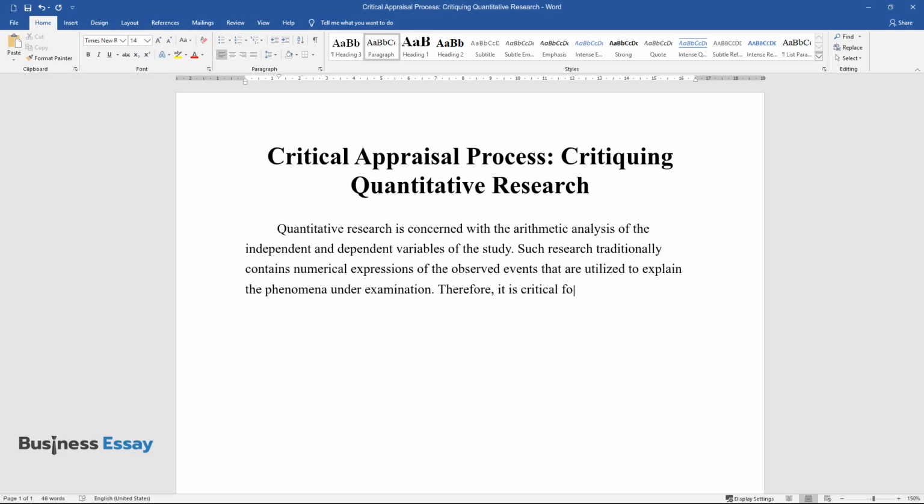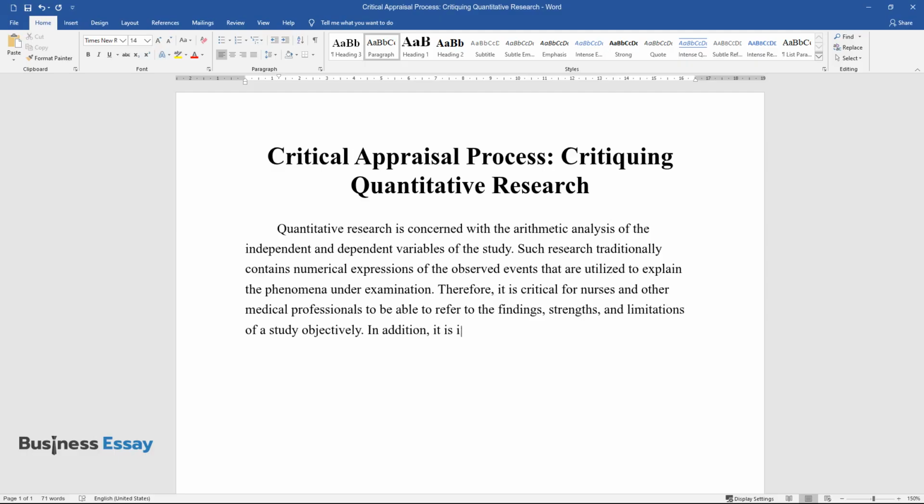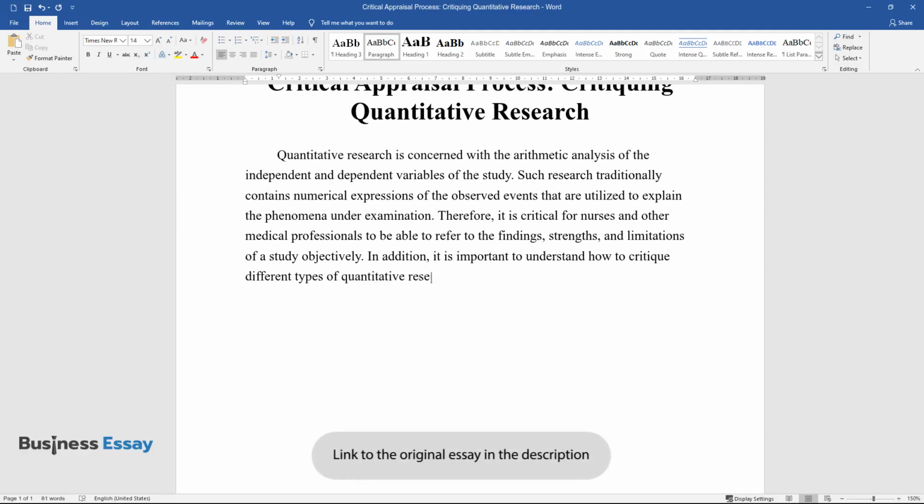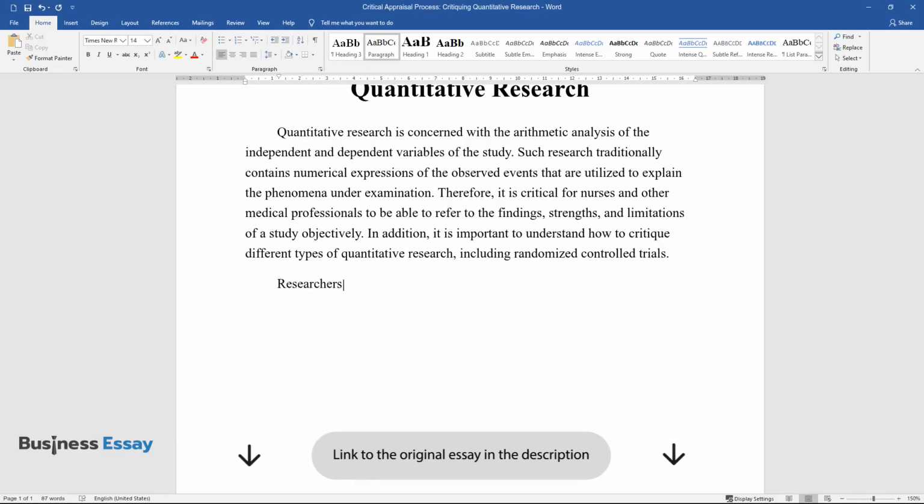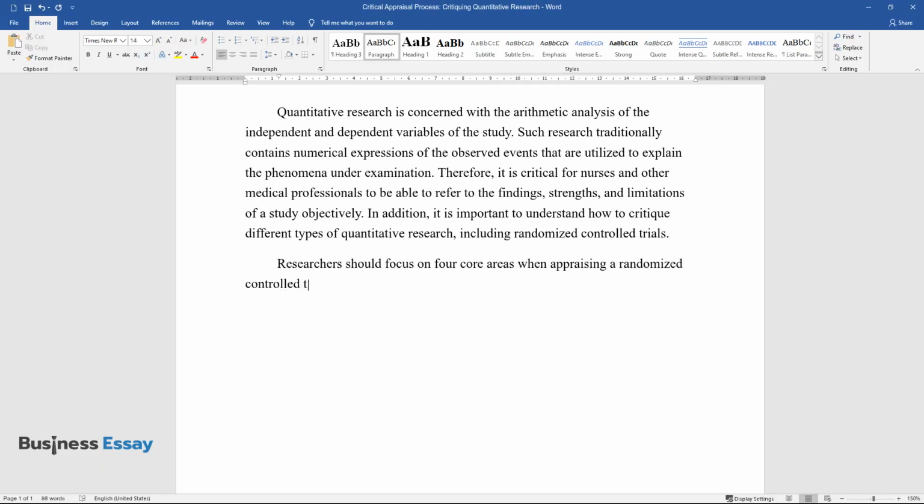Therefore, it is critical for nurses and other medical professionals to be able to refer to the findings, strengths, and limitations of a study objectively. In addition, it is important to understand how to critique different types of quantitative research, including randomized controlled trials. Researchers should focus on 4 core areas when appraising a randomized controlled trial to provide an accurate evaluation.